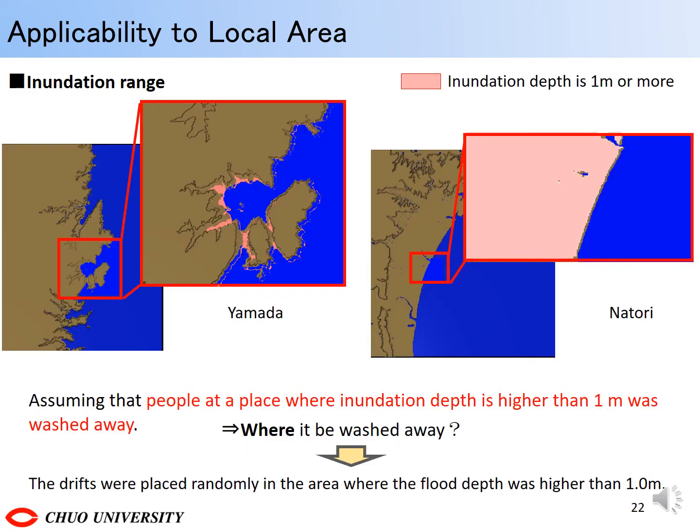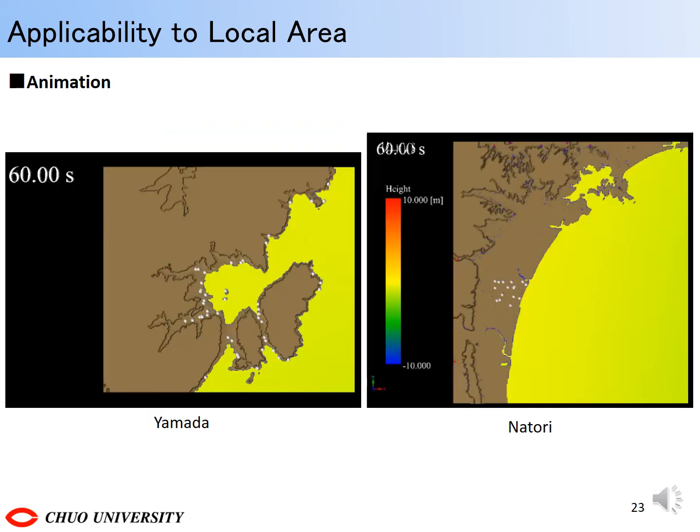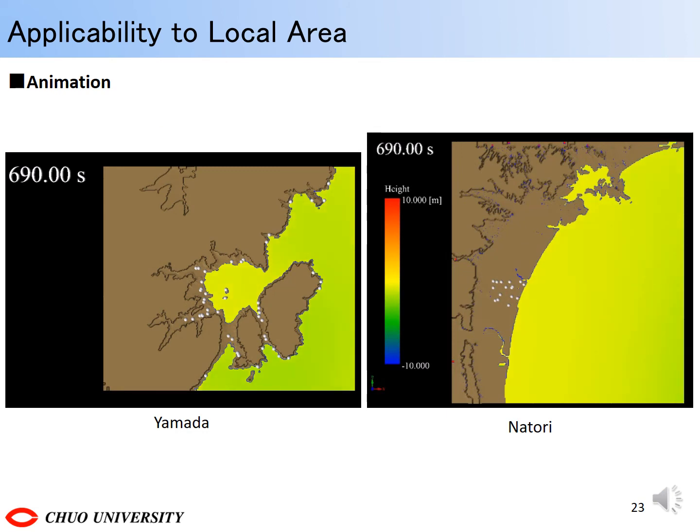We assume that people at places where the inundation depth is higher than 1 meter were washed away and examine where they were washed away. First, we calculate the inundation range, and drifting objects were placed randomly in the area where it was higher than 1 meter. These are videos of the calculation results for Yamada and Natori.